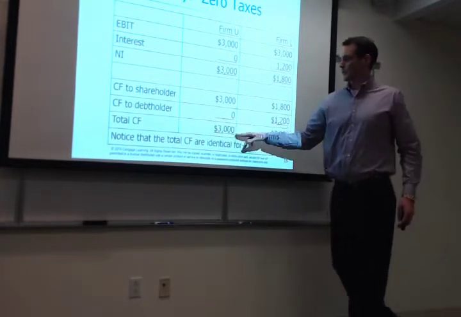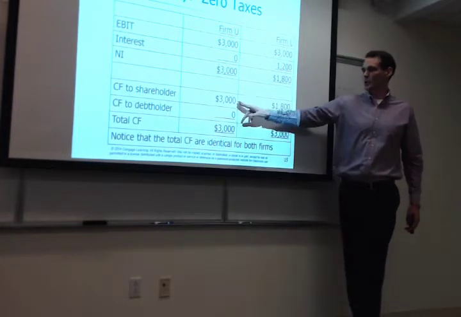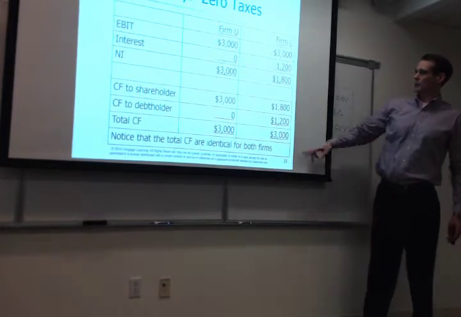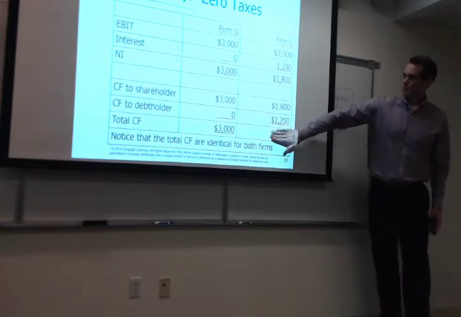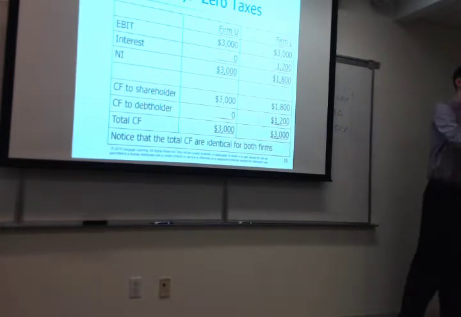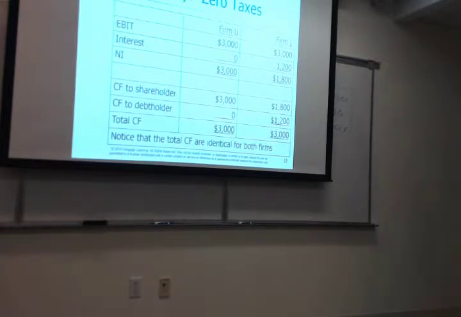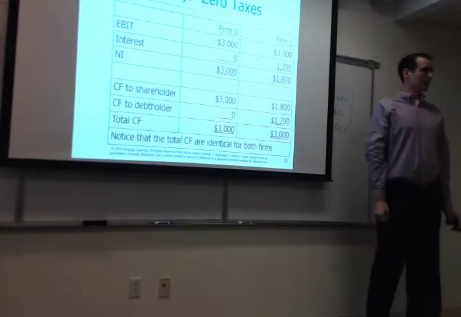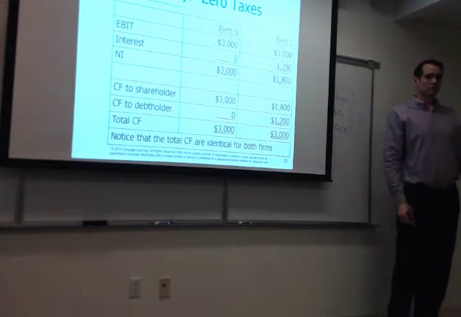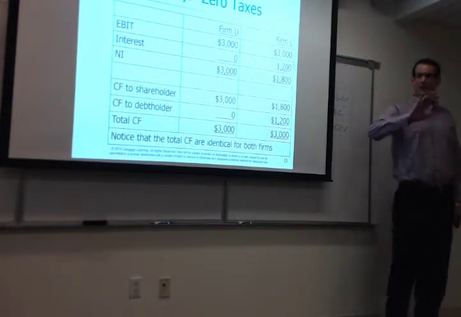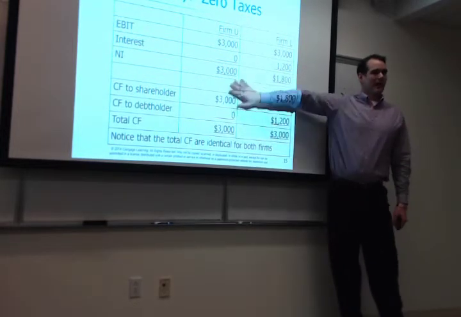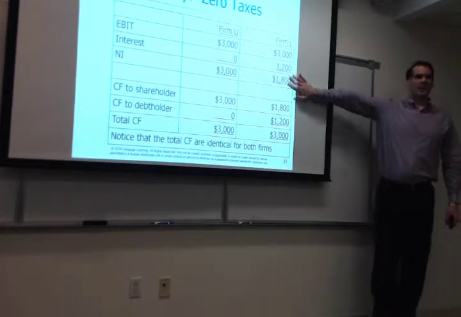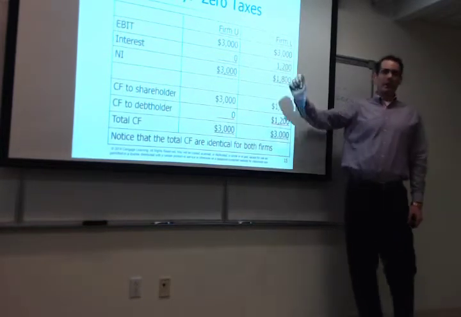If the firm is unlevered, $3,000 goes straight to the shareholders. If the firm is levered, $1,800 goes to the shareholders, $1,200 goes to the debt holders, but a total of $3,000 goes to the owners of the company. So if the cash flows for both these are the same, then the value is the same. So that's step one in the MM theory, assuming no taxes. Value of the firm does not change, whether it's levered or unlevered.